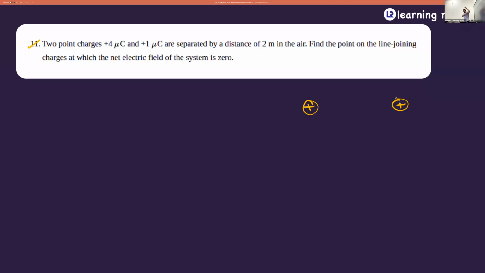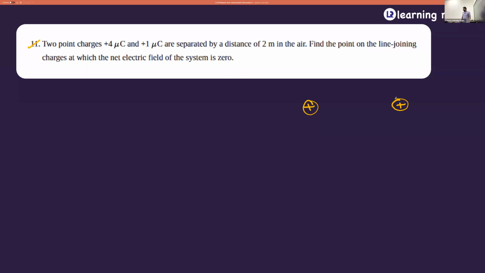They'll give you 2 charges separated by a certain distance. What will they ask you? Find the point on the line joining the charges where the electrostatic potential is 0. I told you that question is important also. So for electrostatic potential, what is the condition I told you should exist? If you have a system of 2 charges and you want to find a point on the line joining the charges where the electrostatic potential is 0, then the charges are supposed to be unlike charges. They should be of opposite nature.